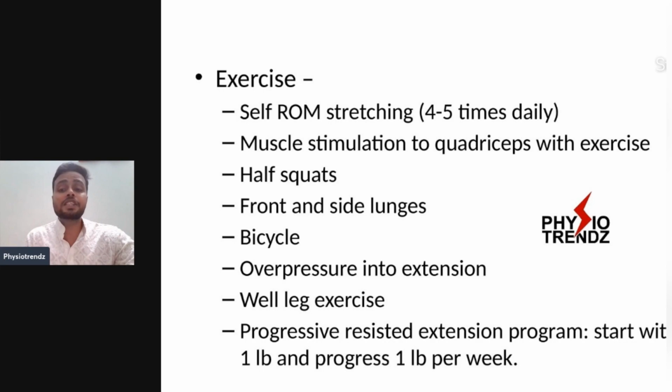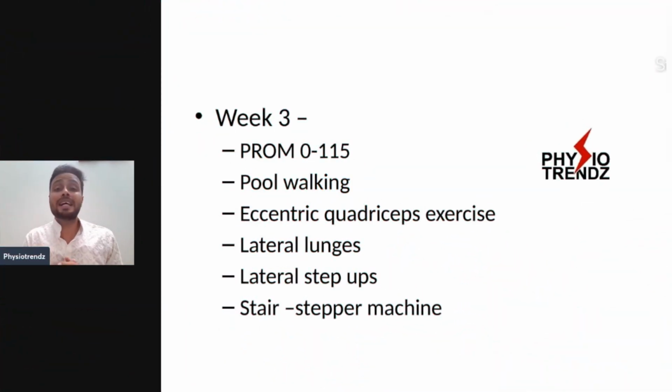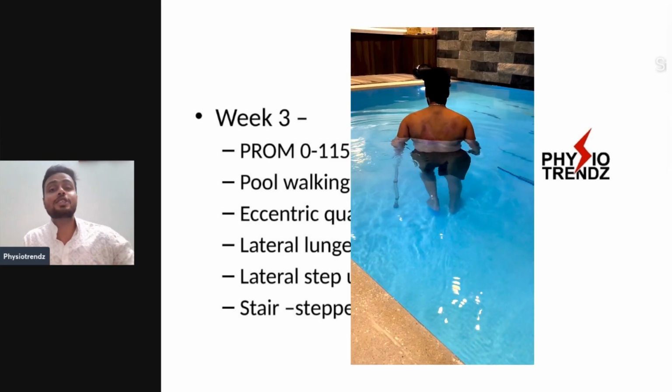Progressive resisted extension program starts with 1 lb, which is 1 pound, and progresses 1 pound per week. We can also use 1 kilogram or 1.5 kilogram as a unit in this particular protocol. Week 3, we are going to perform passive range of motion at least 0 to 115. Pool walking has to be initiated.